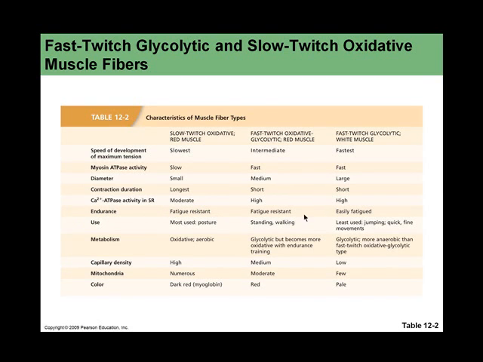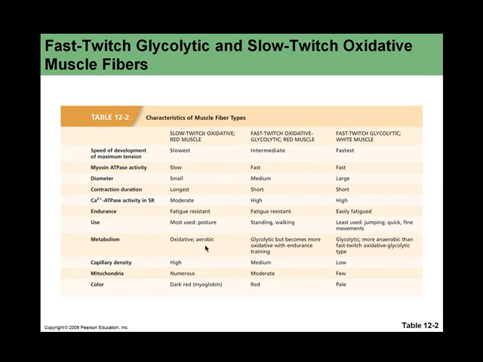Endurance, we have fatigue resistant, and easily fatigued. So obviously the red muscle, the myoglobin, is going to contribute to the intermediate muscle being more like the slow twitch, as we see for fatigue resistance. For the use, the slow twitch oxidative is most used, and it is very important for posture. Standing and walking would be the intermediate, and then the least used, the jumping, quick, and the fine movements, would be the fast twitch glycolytic white muscle.